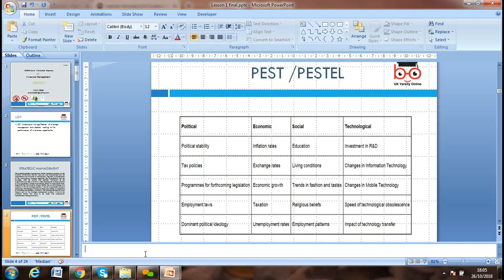Let's say you want to set up your own business and you need to manage it financially. What three main resources do you require? You always require 3 M's. You need money. You need manpower. And we need materials. So money, the financial resource, is more important than manpower and materials.